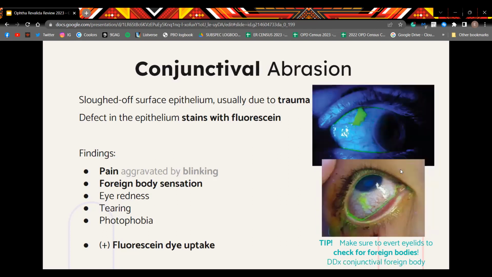Next, conjunctival abrasion. It's basically similar to the corneal abrasion, different lang kasi it lies on the conjunctiva instead of the cornea. Again, it's important to avert the eyelids to check for presence ng foreign body. So, pag merong foreign body, ang diagnosis mo kasama na doon would be conjunctival foreign body. So, conjunctival abrasion with presence of conjunctival foreign body.